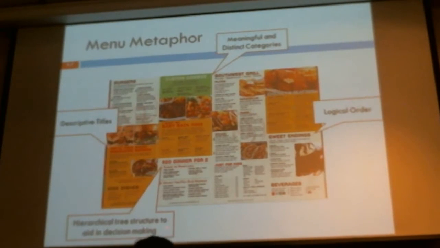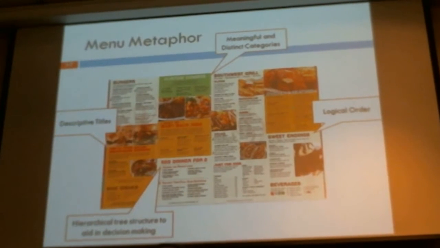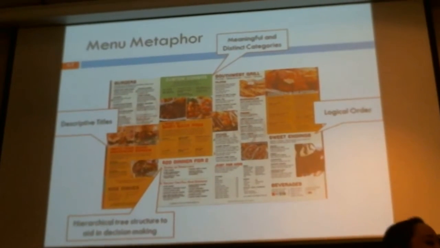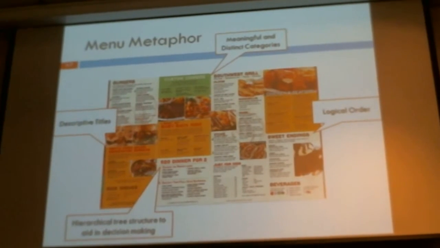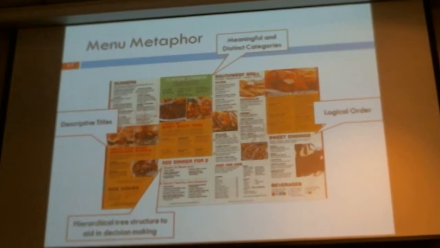The other thing we see is there's often some kind of hierarchical tree structure that helps us make decisions, right? Have you ever seen the $20 dinner for 2, where it says, okay, select one part of your entree, then select the next part of your entree? So in some ways, menus help you make decisions. So when you're designing menus for applications, think of some of these goals of menu design.